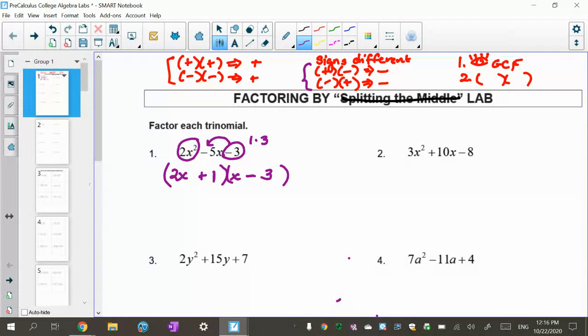Let's try the next one. I can't pull anything out of it. I'm going to set it up as two parentheses. Circle, circle.